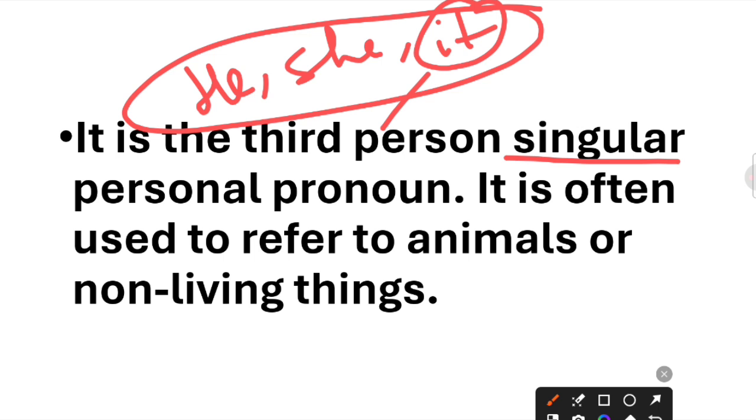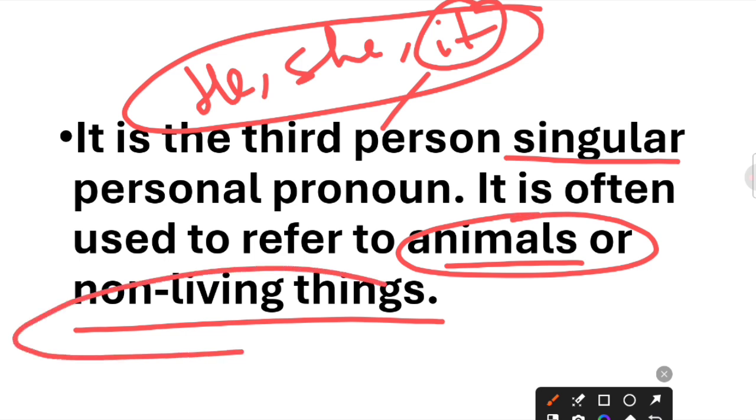So "it" is often used to refer to animals or non-living things. For example, it is my pet, non-living things, it is my book, like that. So in this way, remember that we use "it" for non-living things. This is a very simple introduction, and it is a third person singular pronoun.